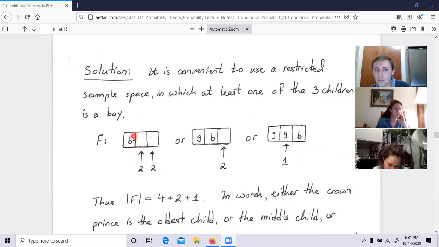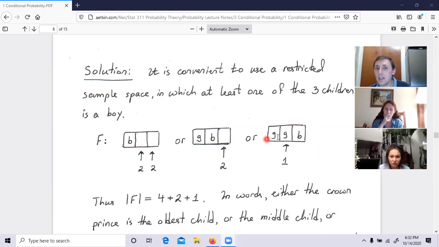So what are we observing? Well, the crown prince might have been the firstborn boy, yes? In which case, there are 2 possibilities for each of the remaining 2 children, for each of them separately. So this has 4 possibilities of being filled out. This is exclusive, right? So maybe the first child was a girl, and that means that the middle child was then a boy. So now he is the oldest boy, he is my crown prince. So there are only 2 possibilities of that. You see, those are disjoint.